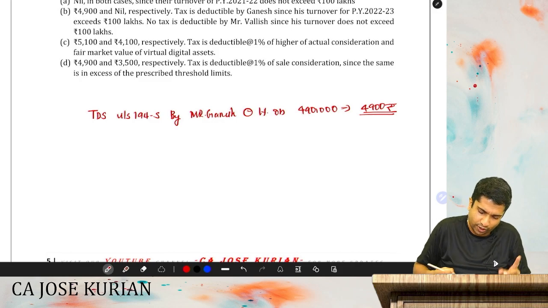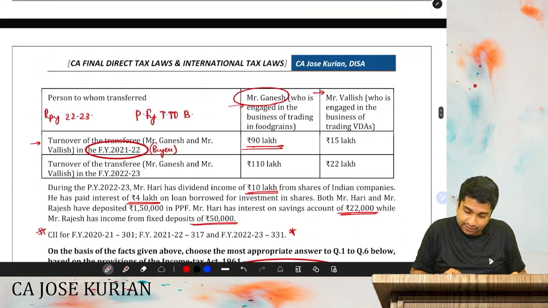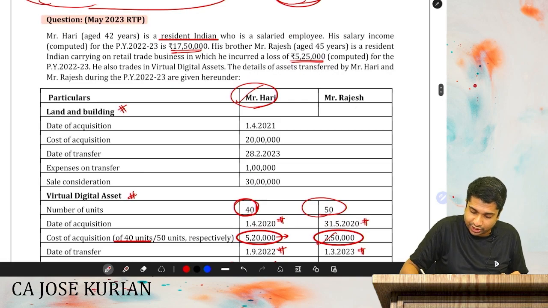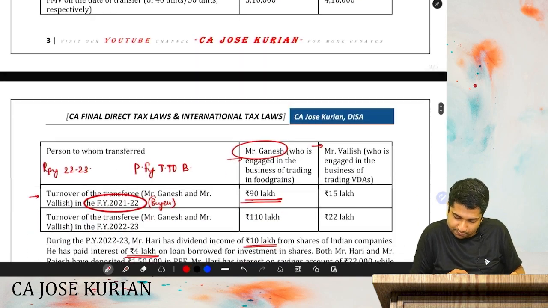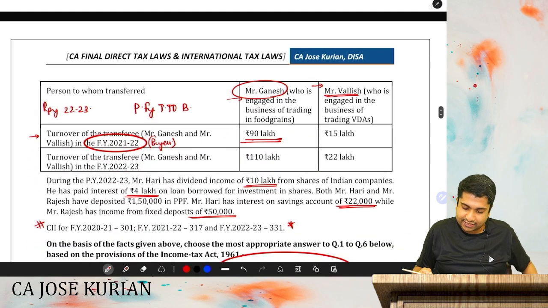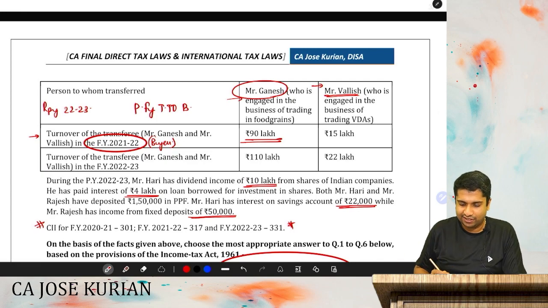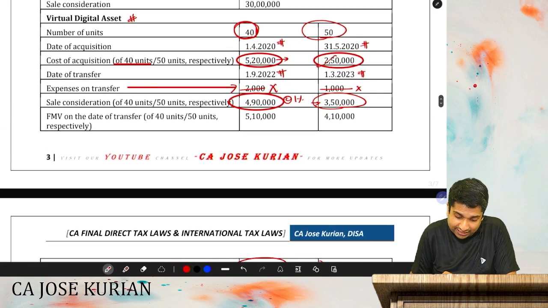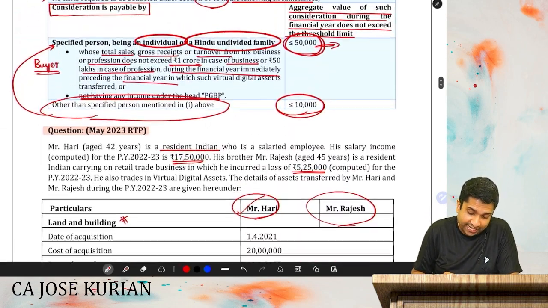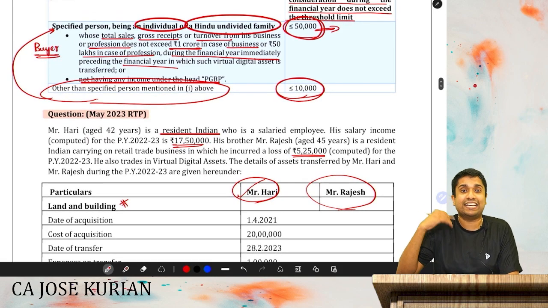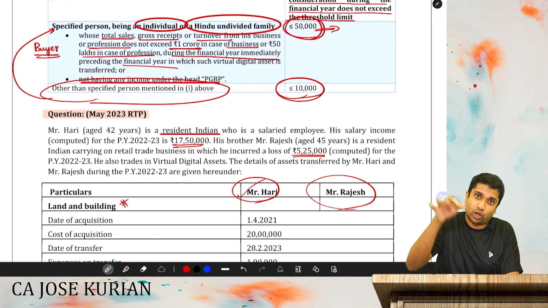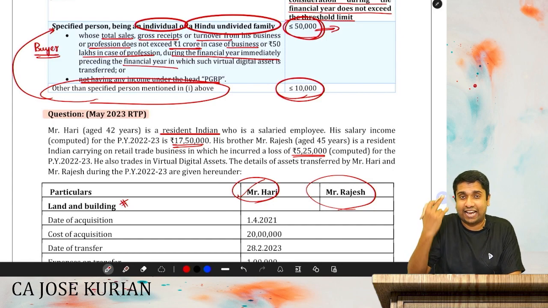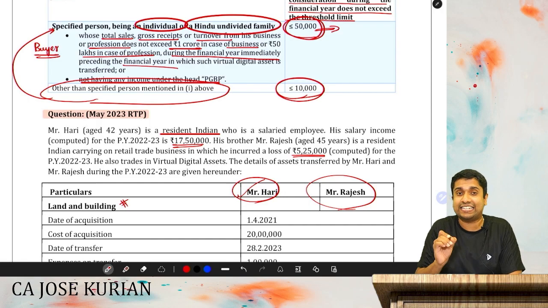So that is one. Now there is one more case. That means from Mr. Rajesh, these assets are purchased by Mr. Wallish, who is engaged in the business of trading VDA. So for Mr. Wallish, this is a business in purchasing and selling virtual digital assets. And listen, Rajesh also trades virtual digital assets, but that doesn't make any difference whether it is a stock in trade or not. He needs to tax that particular income under 115BBH, and the rate is 30%.